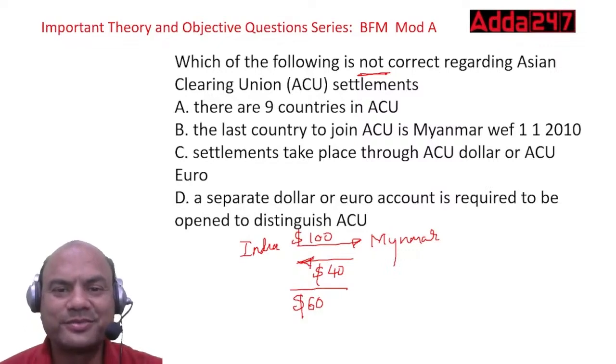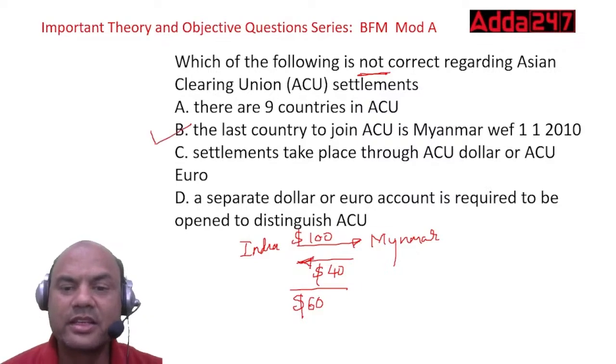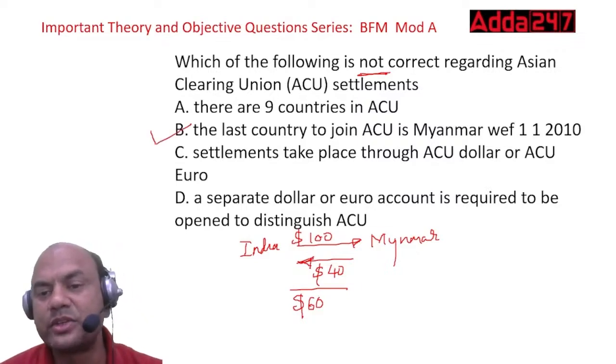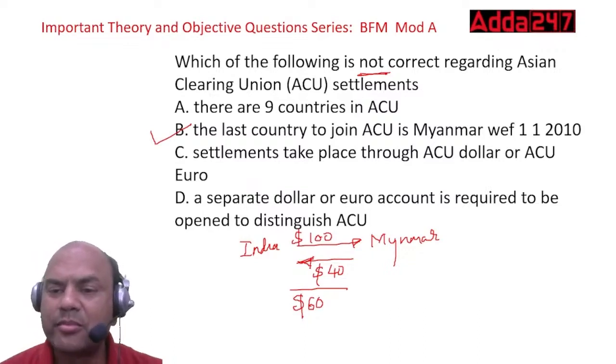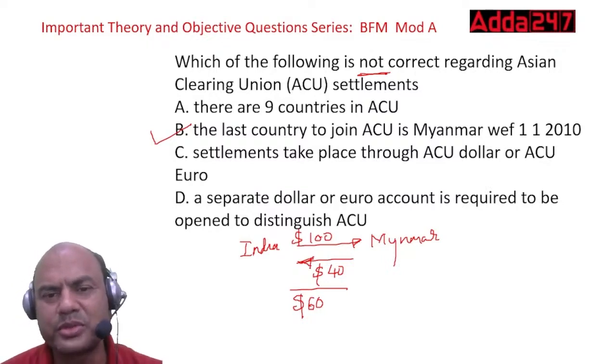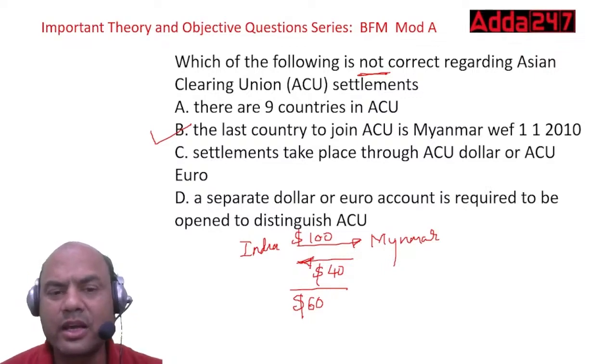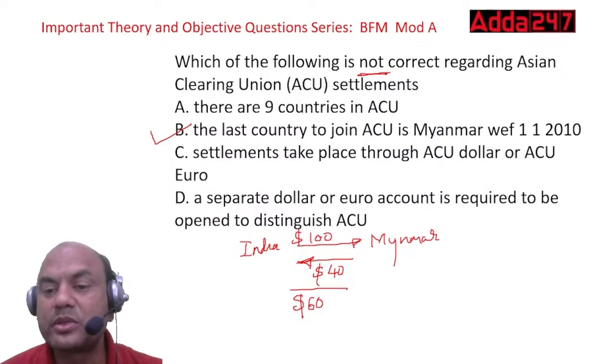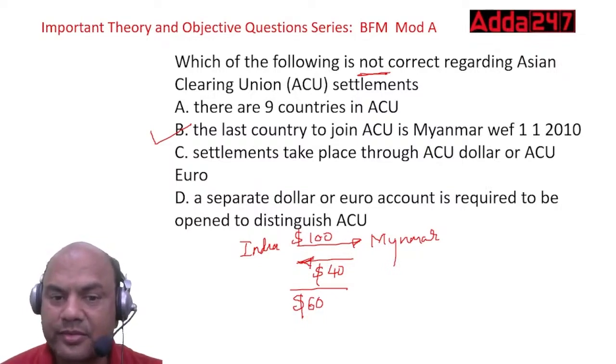Which is the wrong one? The wrong one is this: the last country to join ACU is Myanmar with effect from 2010. Myanmar is not the last country. Myanmar joined long back, almost in 2003, 2004. Remaining all are correct. There are 9 countries in ACU. Settlement takes place through ACU dollar or ACU euro. Both of them are there.